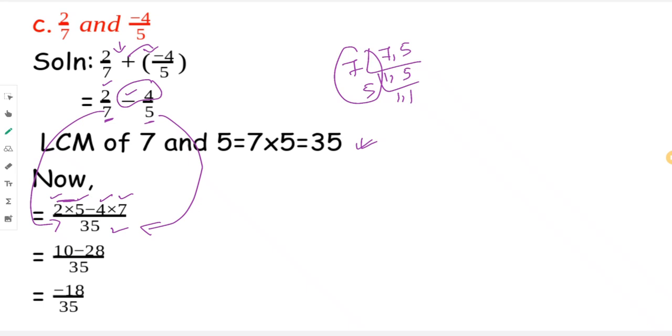2 5s are 10, right? Then 4 7s are 28. All right, if you look here, you can see that minus 28 is bigger than 10, which means we'll subtract them, but my sign will remain. Okay, so 10 minus 28, I'll get minus 18 by 35.